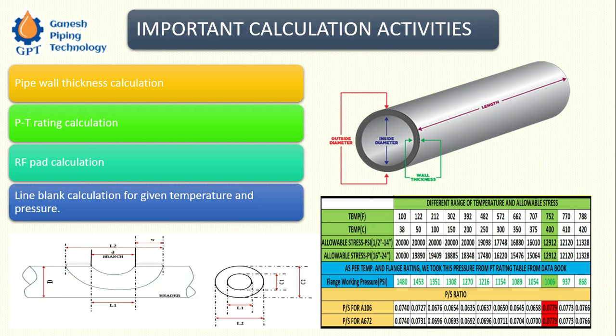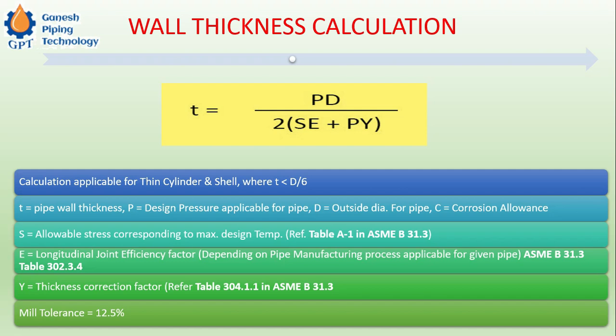So now we will quickly see some of the calculations, not all is possible. This is the most important, that is the wall thickness calculation. T, we have to arrive at T. T is the thickness. Okay. And this is the formula: T = PD divided by 2 (SE + PY). The calculation is applicable for thin cylinders and shells. So what is a thin cylinder and shell?